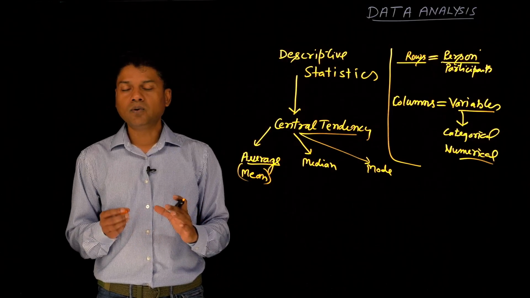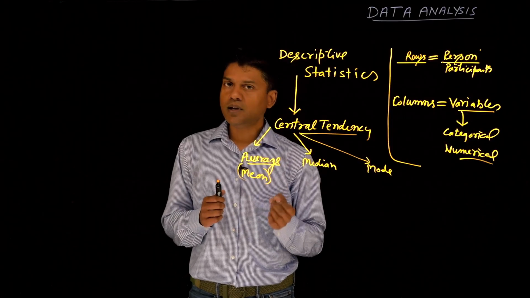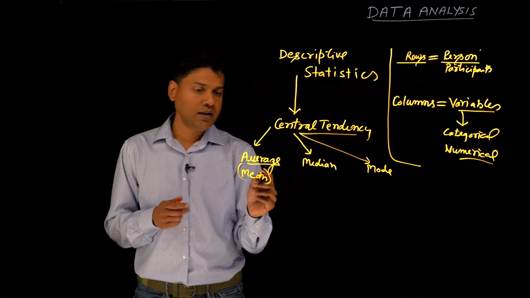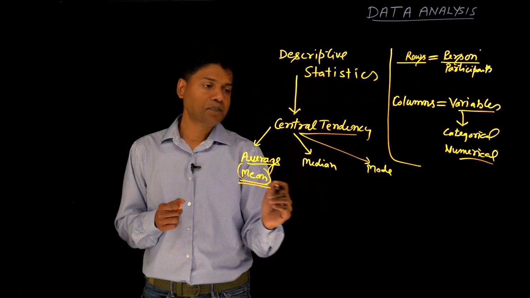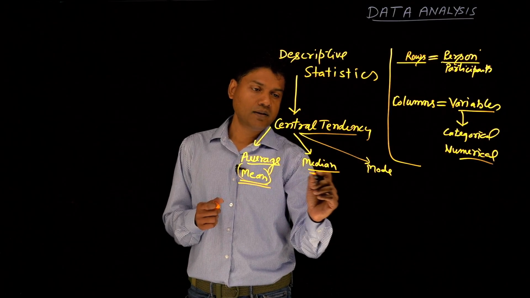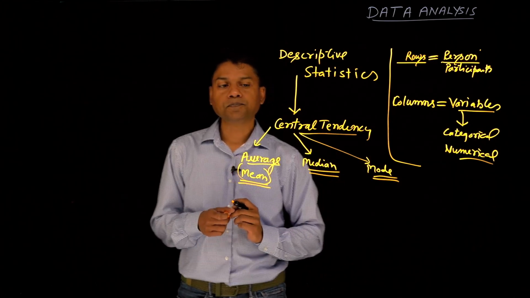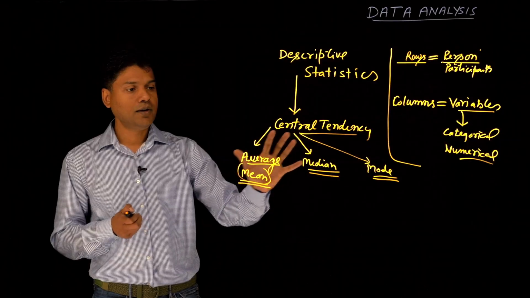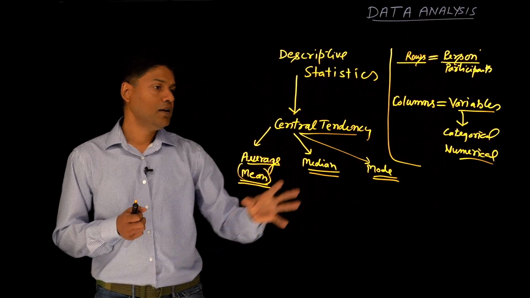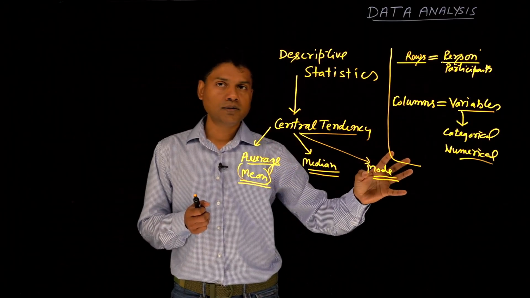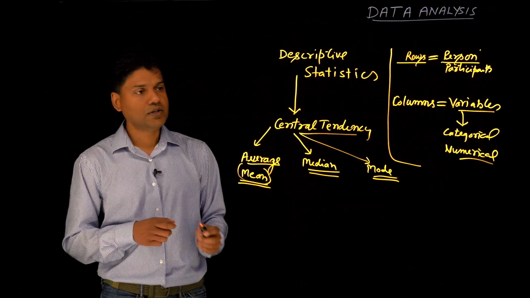So when you think about the central tendency of any data set, what we are referring to is that I can calculate the average or mean of the data, I can calculate the median of the data, and I can calculate the mode of the data. So that's what we are going to learn here: how to calculate mean, what is median, and what is mode. So let's start with the first topic.